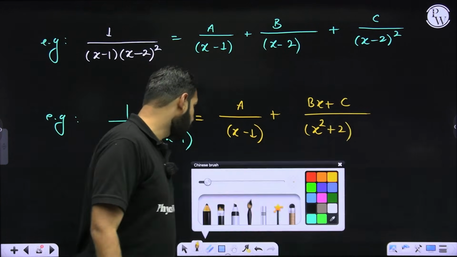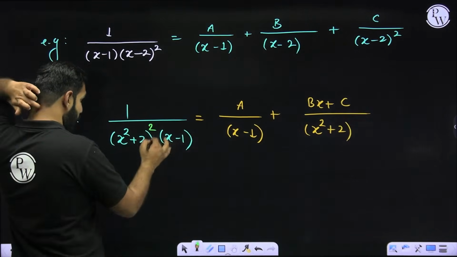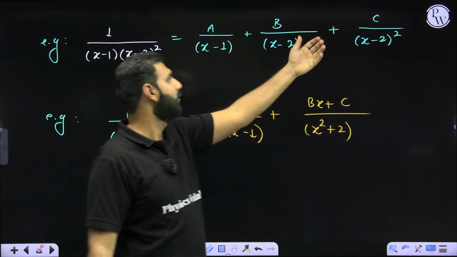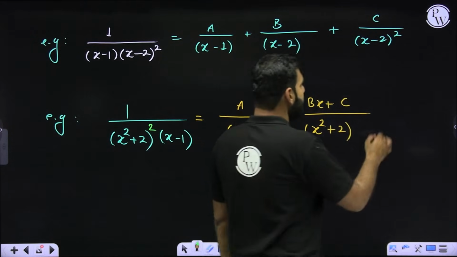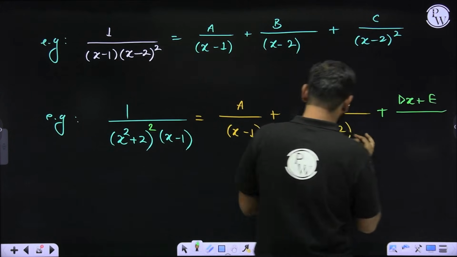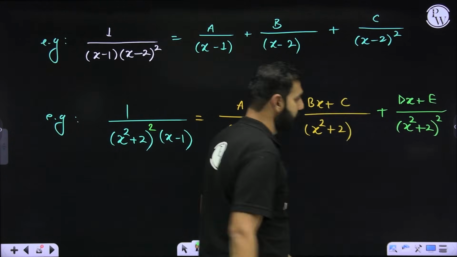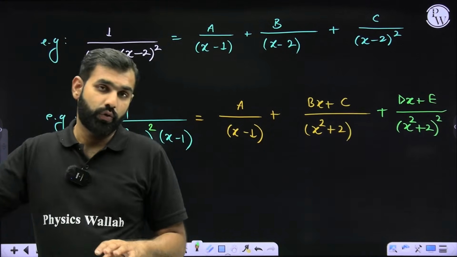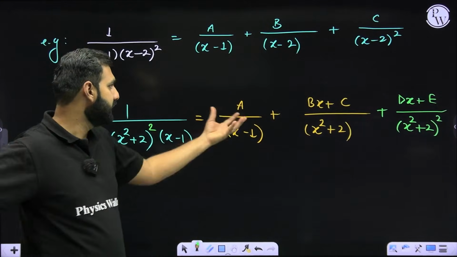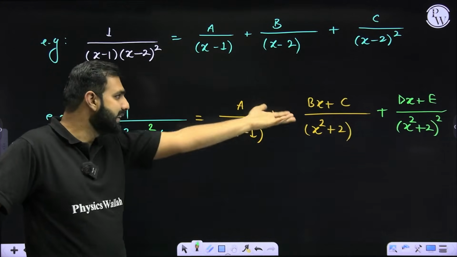What if the quadratic factor had repeated twice? For example, if power 2 was given, what will you do? We know if it is repeating twice, I'll say that here I need to use another linear dx plus e divided by this quadratic appearing 2 times, x square plus 2 whole square. Are you able to understand how should we solve it now? Simply by comparing the terms, the degrees and coefficients, and then a, b, c, d, e can be found.